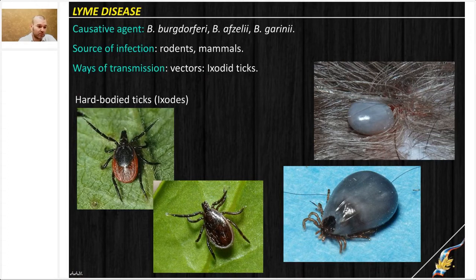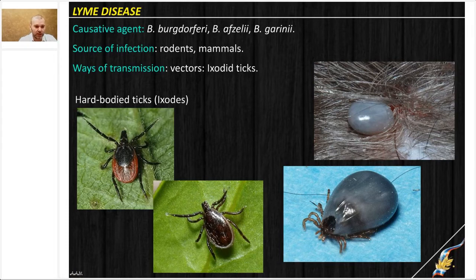And initially, a tick is looking like a bug. In the left part of the slide, you can see two photos. Ixoid ticks, also known as hard-bodied ticks, have the whole body covered with a rigid layer of chitin, and usually ixoids have a brown abdomen, light brown or dark brown, but they are always brown.